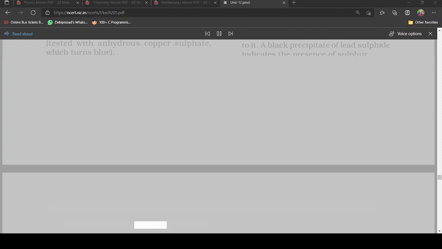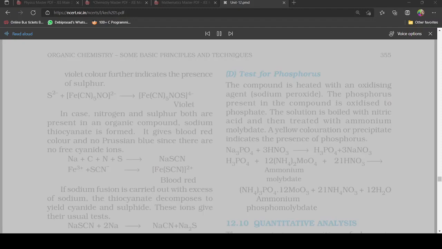Violet color further indicates the presence of sulfur. S²⁻ + [Fe(CN)5NO]²⁻ → [Fe(CN)5NOS]⁴⁻, violet. In case nitrogen and sulfur both are present in an organic compound, sodium thiocyanate is formed. It gives blood red color and no Prussian blue since there are no free cyanide ions. Na + C + N + S → NaSCN; Fe³⁺ + SCN⁻ → [Fe(SCN)]²⁺, blood red.